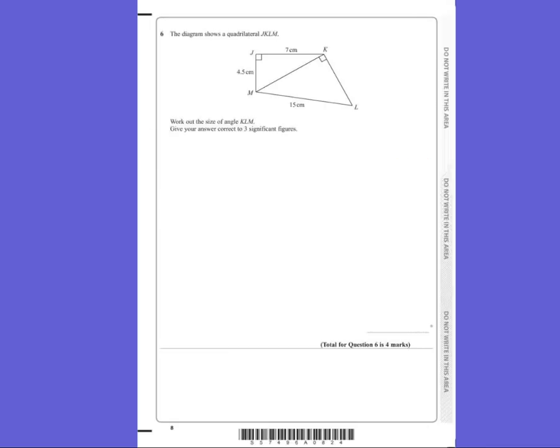Question 6. The diagram shows a quadrilateral JKLM. Work out the size of angle KLM. So it's this angle here that we're after. So I'm going to call that x. First of all, we've only got one side in here, we need two sides. So we can work out this side here because we have a triangle here which we can use Pythagoras in. So I'm going to call this y. So y squared would be equal to 4.5 squared plus 7 squared. So y is equal to the square root of 4.5 squared plus 7 squared, which is 8.32 carrying on. Again, leave this in your calculator to be used next.